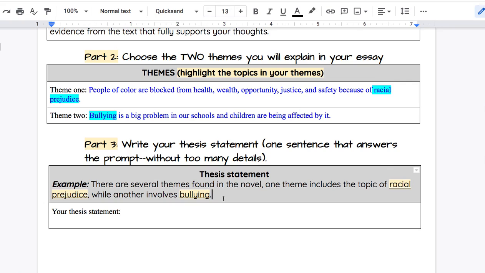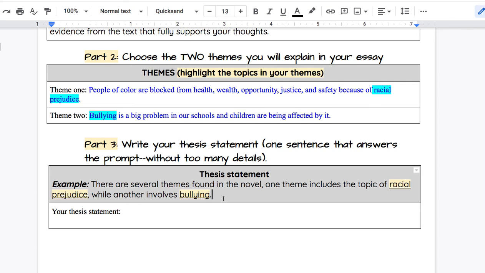Notice my thesis statement is formal. I didn't say, today I am going to tell you about the themes in the novel. One is about racial prejudice and the other one is bullying. No, I didn't use that because I'm not writing a speech. Instead, I'm writing an essay, so it needs to be written in formal language. So please do not use the word I, or I think, or I'm going to tell you, or I am writing about. Nope, those are not formal sentences.